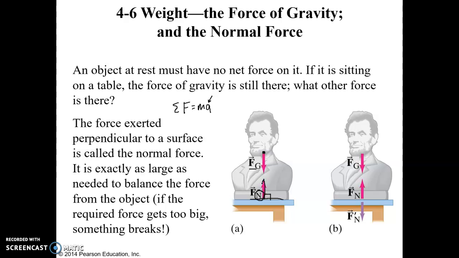So there is a normal force that's pushing back, equal and opposite to the weight pushing down, in order to keep this at rest. So we'll talk more about that later. We'll do a chapter involving static equilibrium. But for now, we just need to be familiar with this F sub n, the normal force.